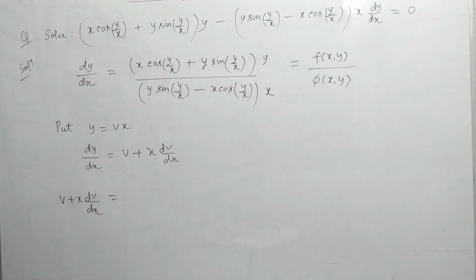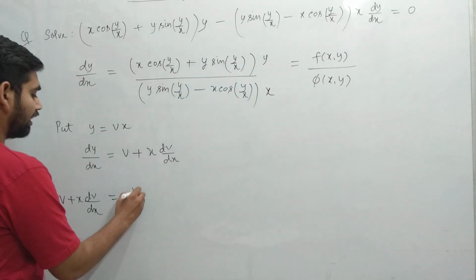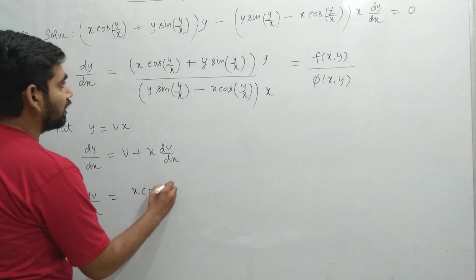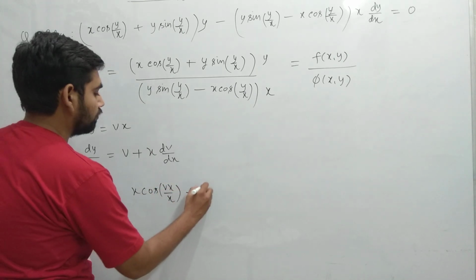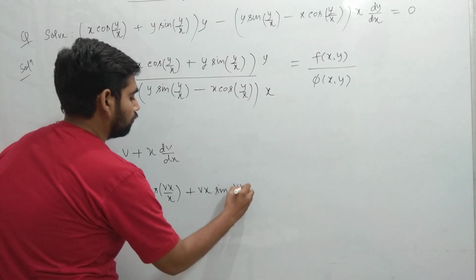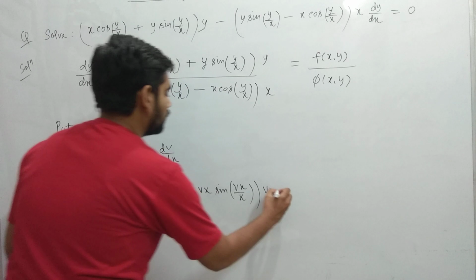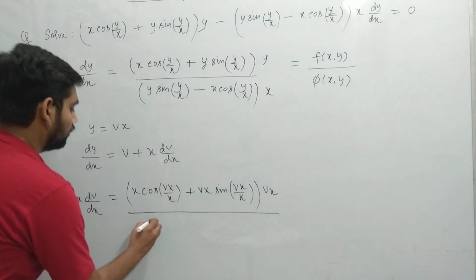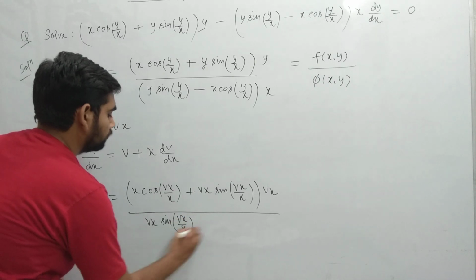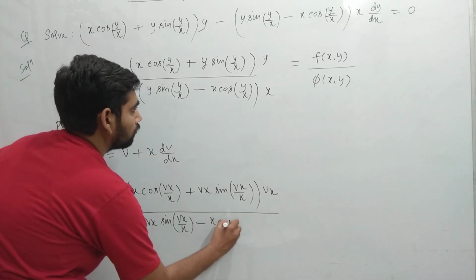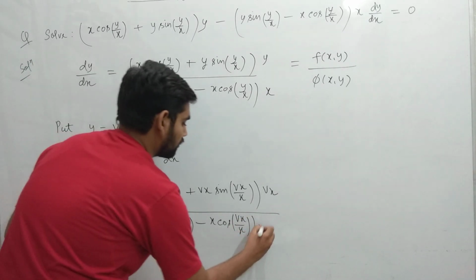equals, on the right hand side we will replace y with vx. X will remain as it is, cos y upon x is replaced by cos vx upon x, plus vx sin vx upon x, and vx, divided by vx sin vx upon x minus x cos vx upon x, and x.